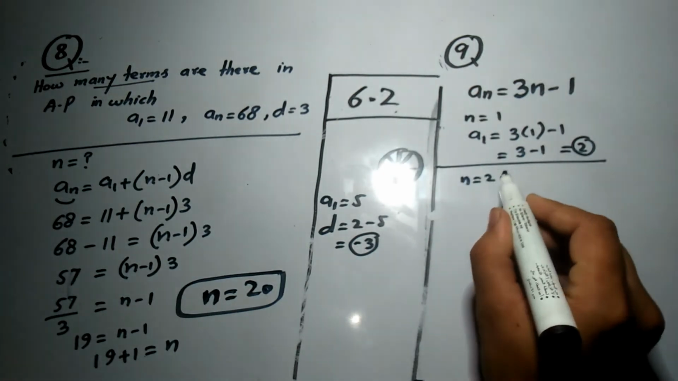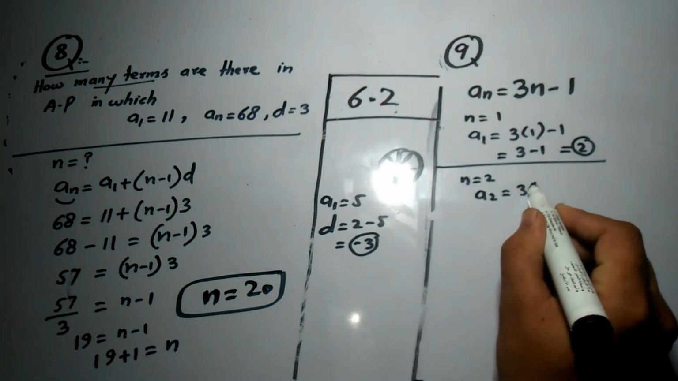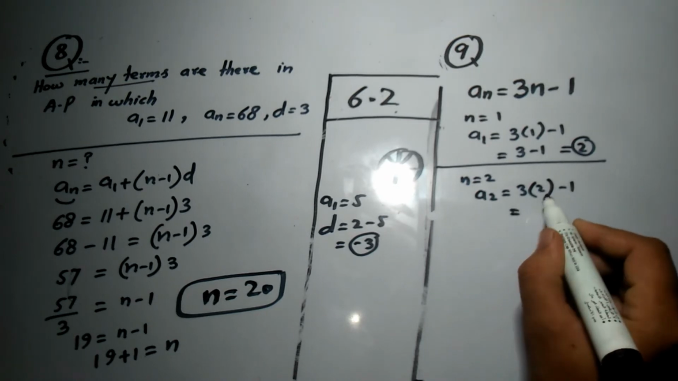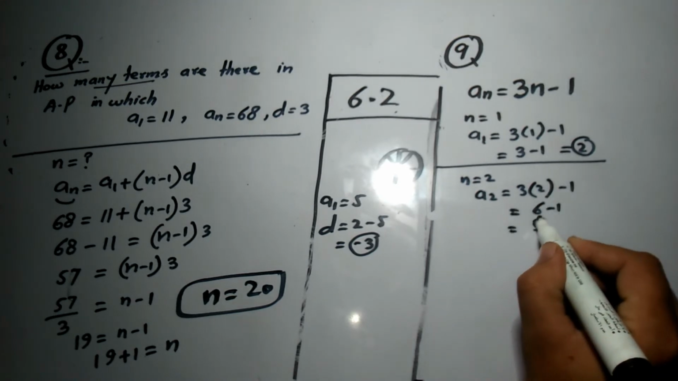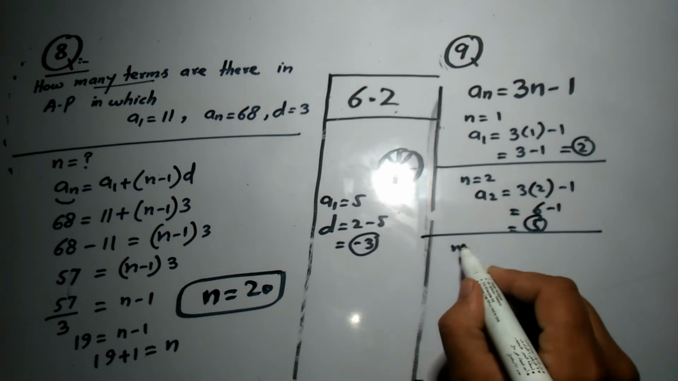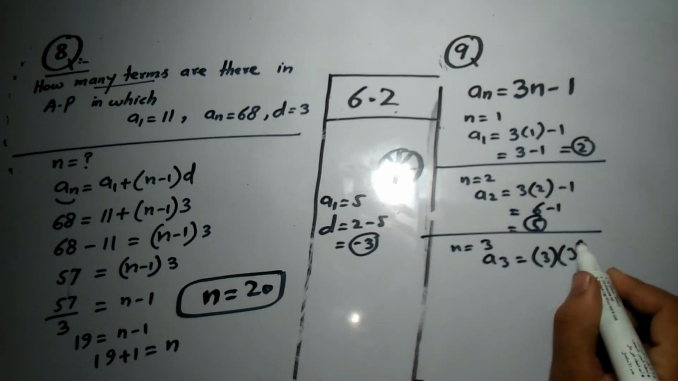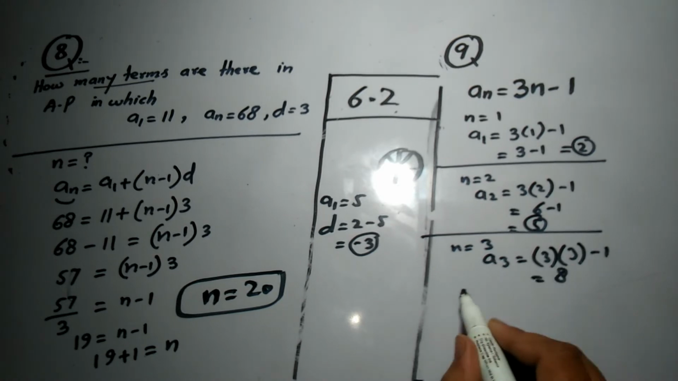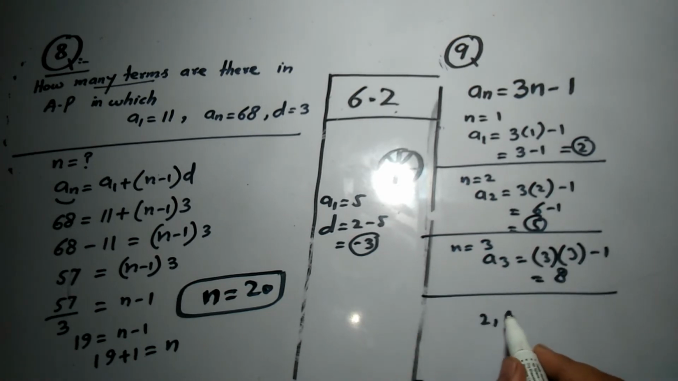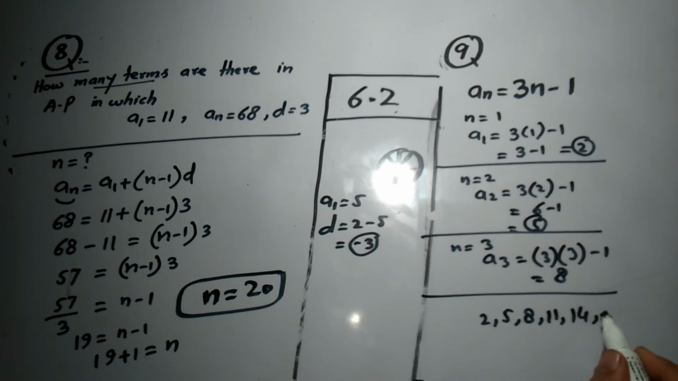For n equal to 2, a2 will be equal to 3 times 2 minus 1, which is 6 minus 1, equal to 5. For n equal to 3, a3 will be equal to 3 times 3 minus 1, equal to 8. So the arithmetic progression will be 2, 5, 8, with a common difference of 3, then 11, 14, and so on. This is the arithmetic progression.